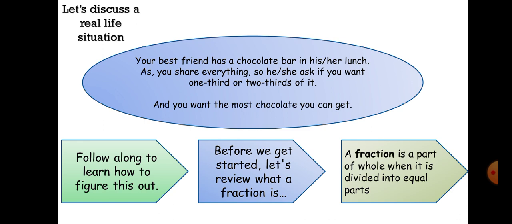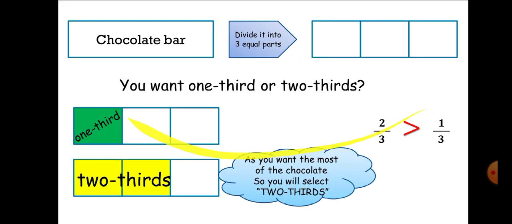Before we get started, let's review what a fraction is. A fraction is a part of a whole. When a whole is divided into equal parts, that is called a fraction. Here we have a chocolate bar divided into three equal parts, and you want one third or two thirds. As you want the most chocolate, you are going to select two thirds, because I can see that two thirds has the most chocolate. So 2/3 we want to get, whereas we do not want 1/3.